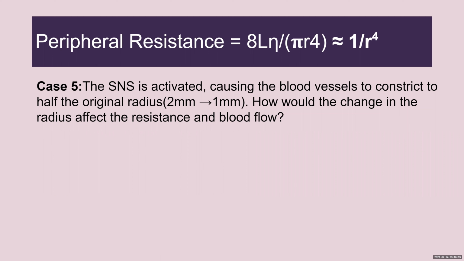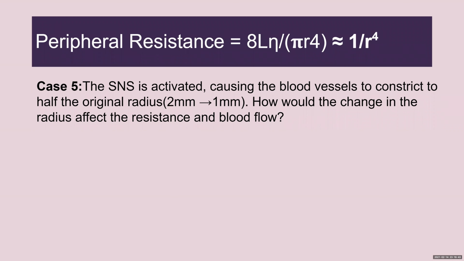So next case, and I know that there are 2 case 5s, but this is case 6. So the sympathetic nervous system is activated. That causes the blood vessel to constrict to half of the original radius. So we went from 2 millimeters to 1 millimeter. How would the change in the radius affect the resistance and blood flow?